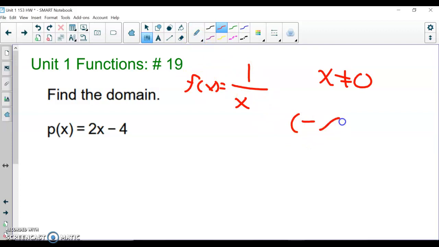I'll write it out real quick. In the case of the one I illustrated, f of x, the domain would be everything but 0. To the left of 0 and to the right of 0, but not 0 itself.